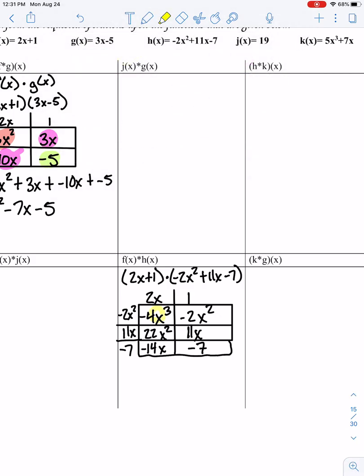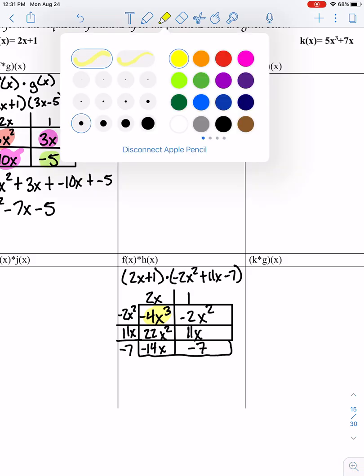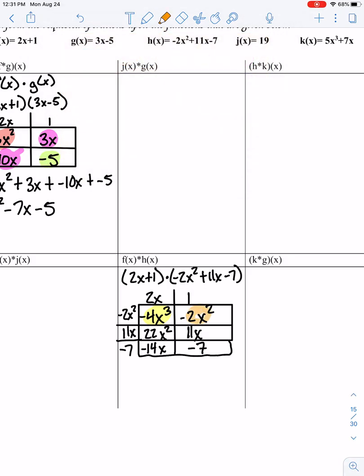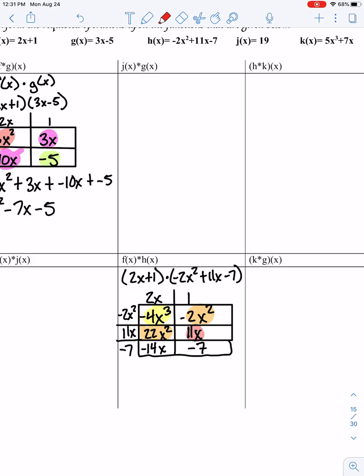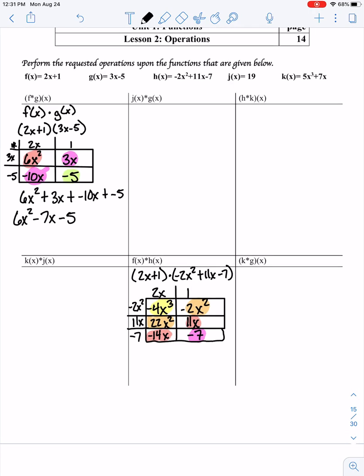Again, I like to highlight my common terms or like terms. So negative 2x squared is going to pair with 22x squared. 11x is going to pair with negative 14x. And then negative 7 is going to be by itself. So again, I'm going to go through this one a little bit quicker and actually skip the step where I wrote down some extra stuff, because I know everything is addition.